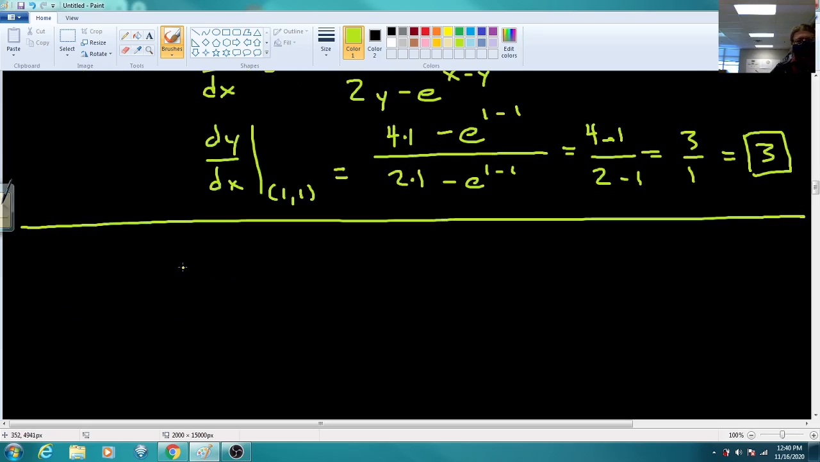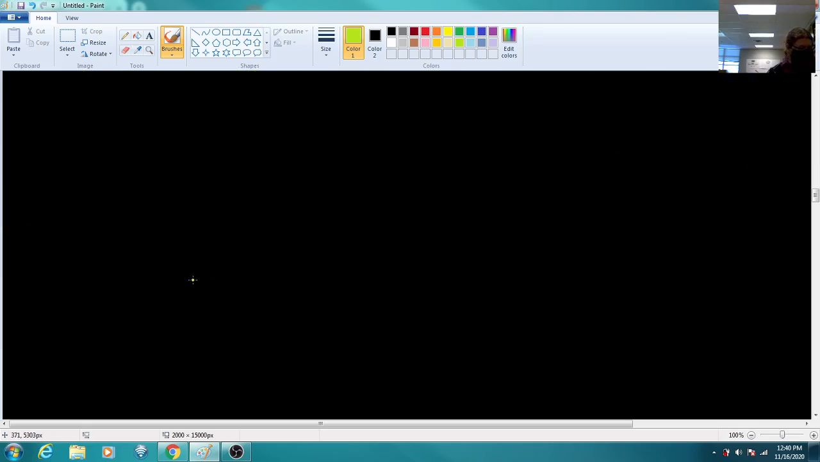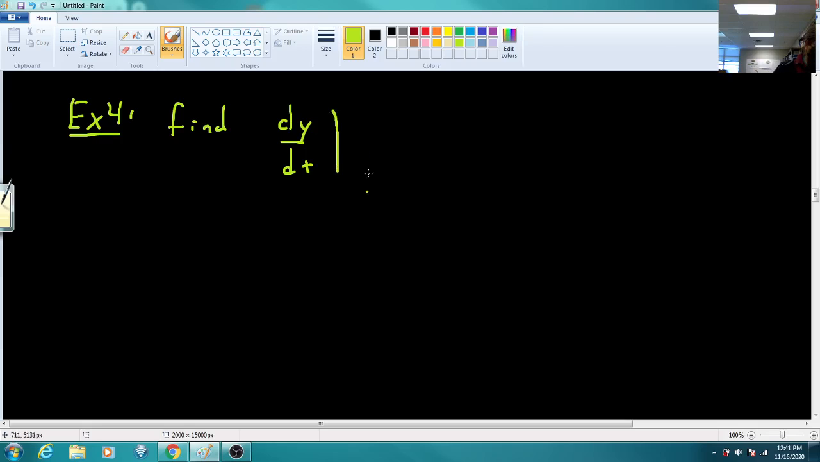Now, this last problem here in the section is something you can use to speed up the problem sometimes. It really only works if you're only interested in the point. If you need the equation as well as the point, don't use this method. So here we want to find dy dt evaluated at the point P equals (0, 5 pi over 2).